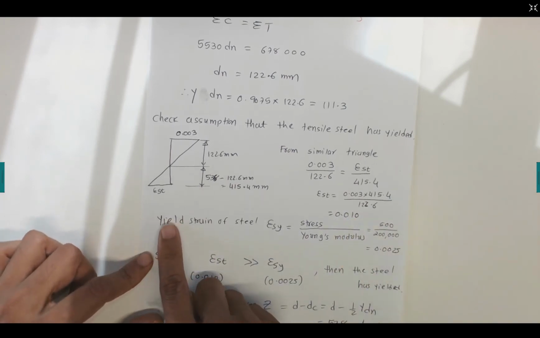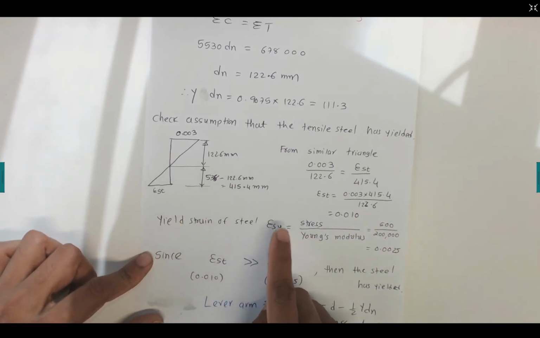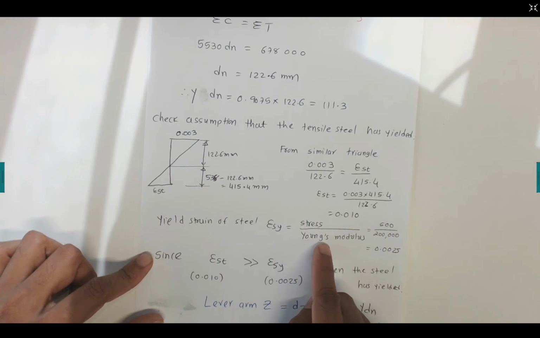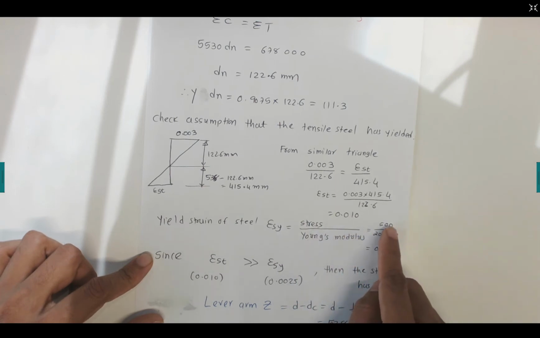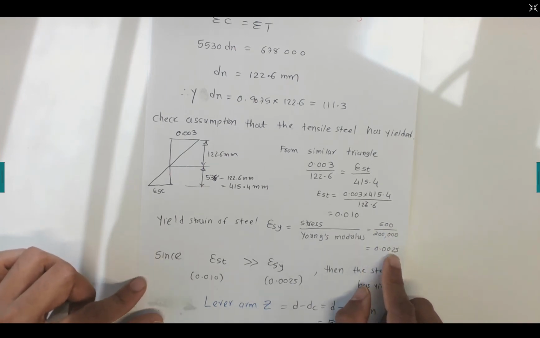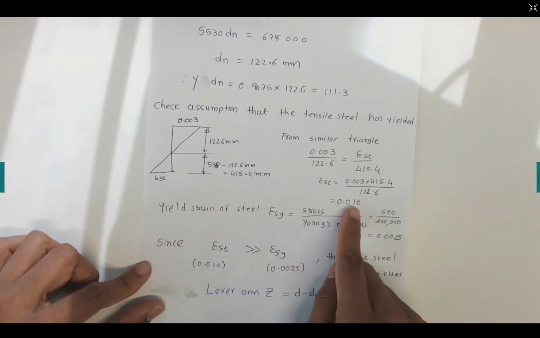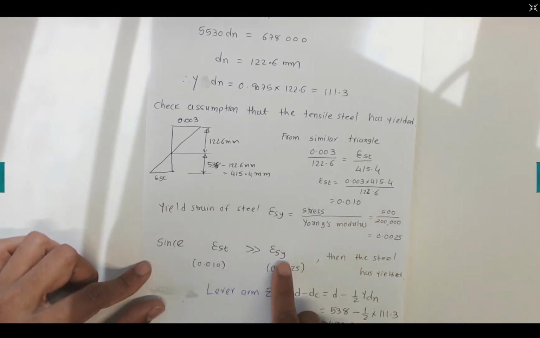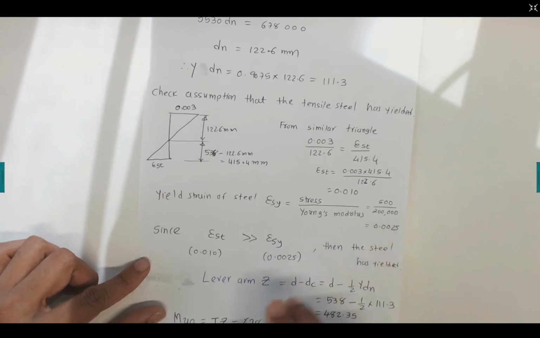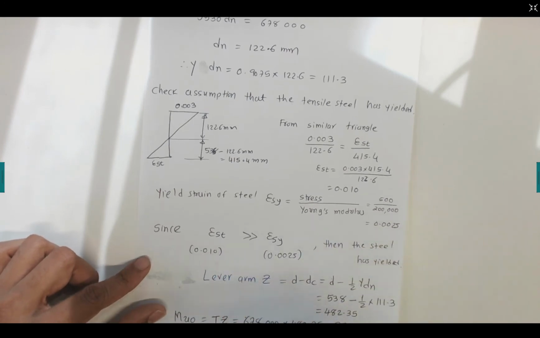Now we need to calculate the yield strain. Epsilon sy is the stress over Young's modulus, and we know the stress is 500 megapascals and the Young's modulus of the steel is 200,000 megapascals. So that gives us 0.0025. The comparison shows that this value is bigger than the yield strain, so definitely that will yield.